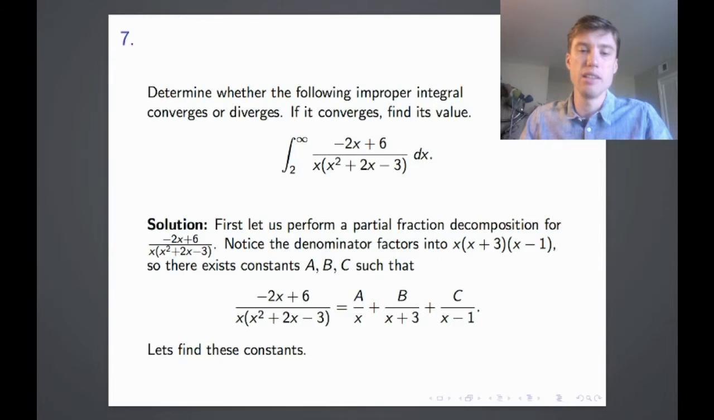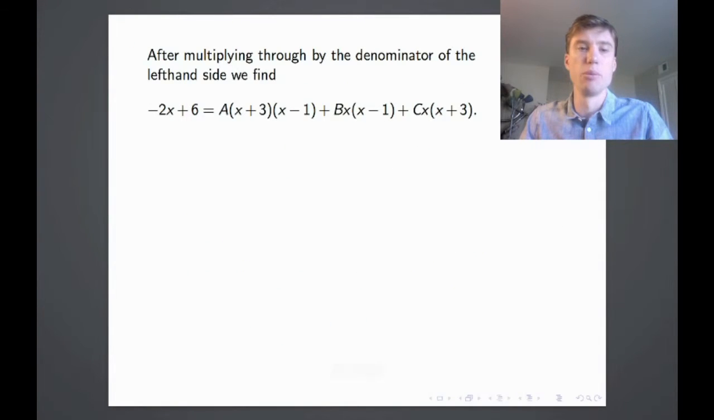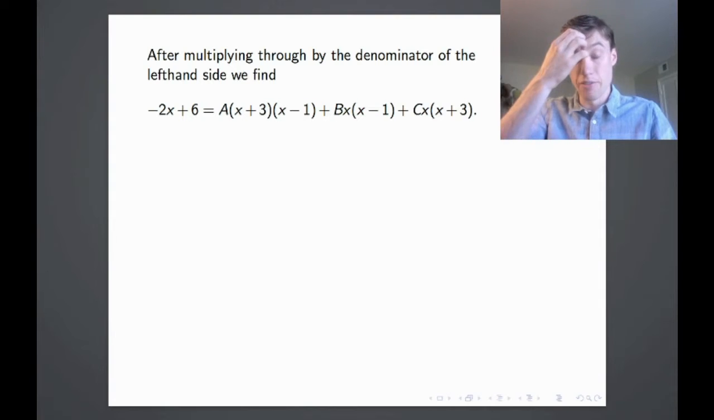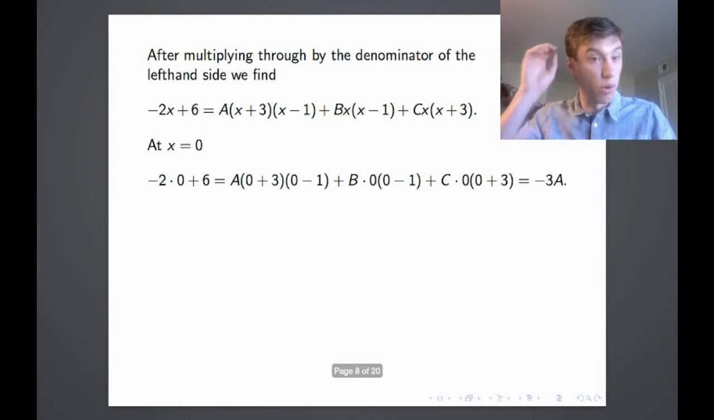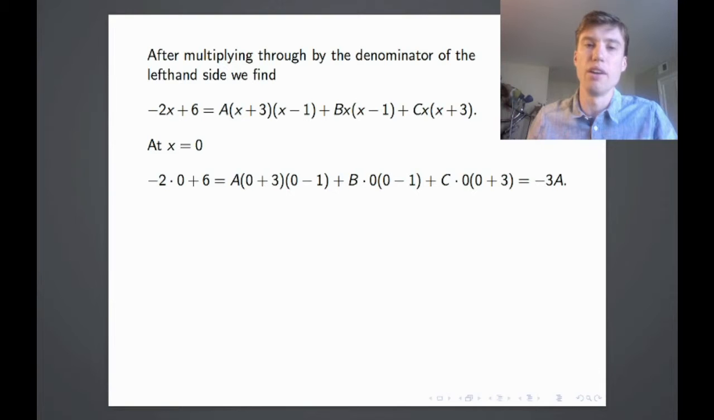So we will take the expression at hand and multiply by the denominator, after which we arrive at the expression negative 2x plus 6 is equal to A times x plus 3 times x minus 1, plus Bx times x minus 1, plus Cx times x plus 3. We can plug in various values for x to find A, B, and C in this expression. Our strategy will be to plug in values of x for which only one of the unknown constants survives.